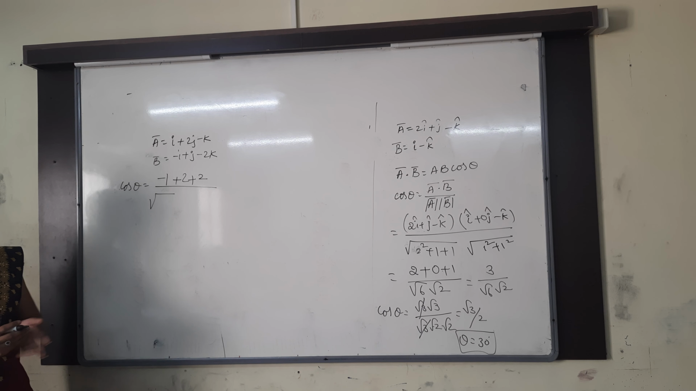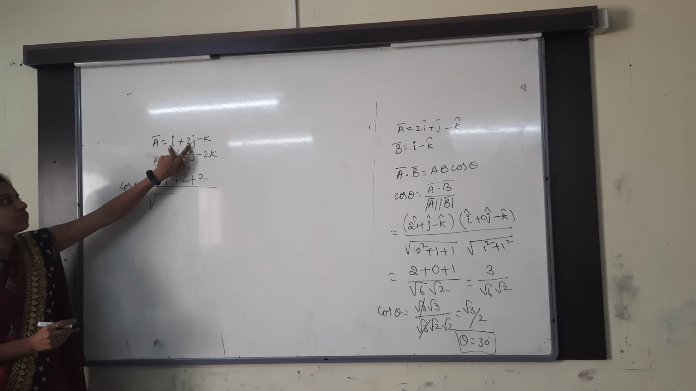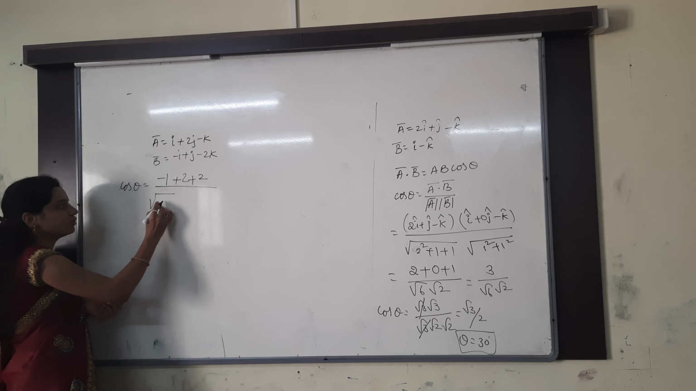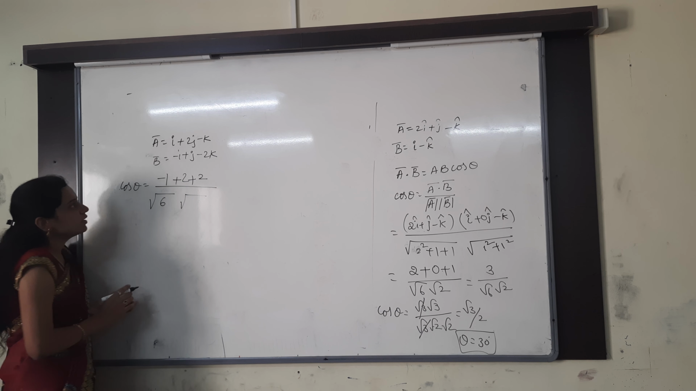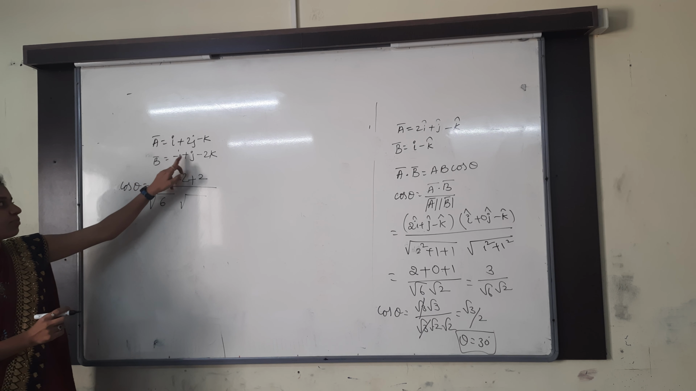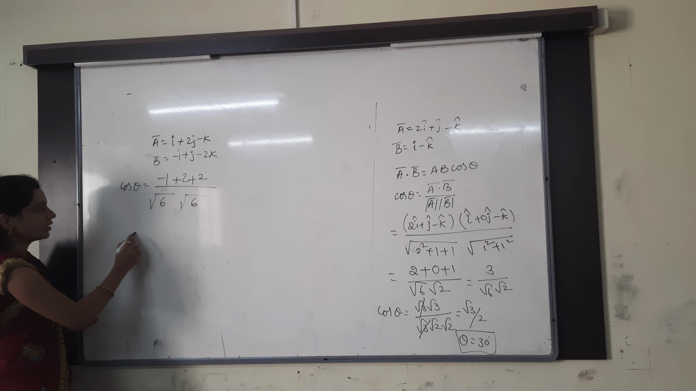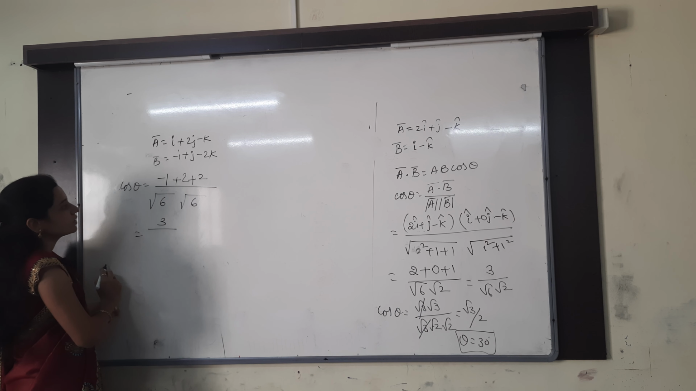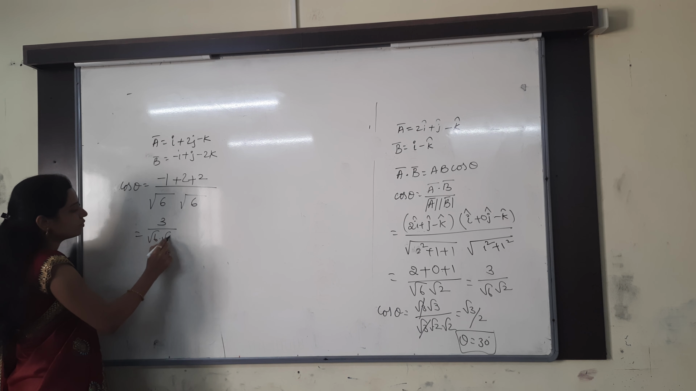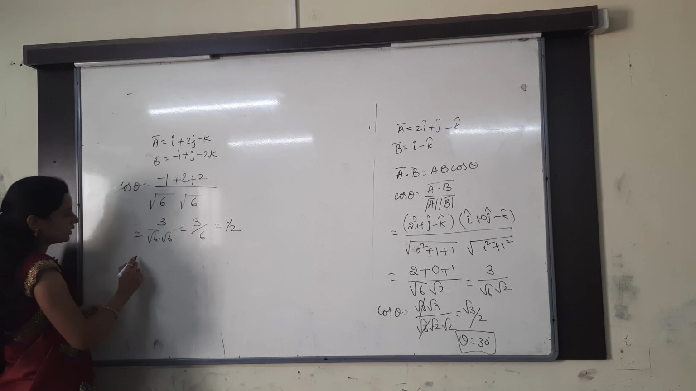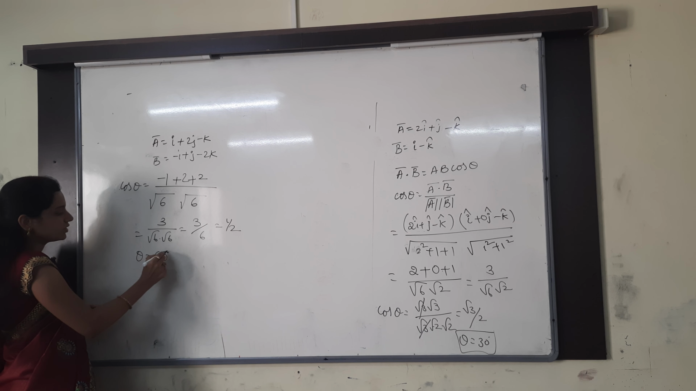Modulus of A bar is nothing but 1 square plus 2 square plus 1 square. 1 plus 4 plus 1, nothing but how much? Root 6. Then here also how much will you get? 1 plus 1 plus 4. Again root 6 only. Then what is the answer we got? 3 by root 6 into root 6, nothing but 3 by 6. Then the answer will be 1 by 2. So theta equals 60 degrees.